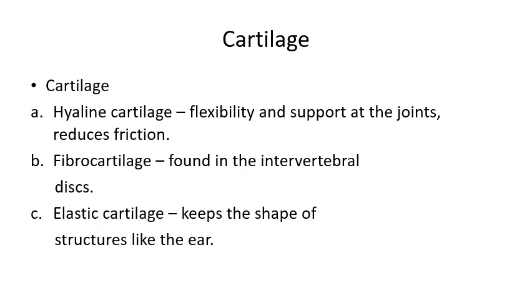Fibrocartilage is found in the intervertebral discs, in between our vertebrae. That soft cushioning between our vertebrae, fibrocartilage. Then we have elastic cartilage, made more of elastic fibers, and it's able to keep the shape of our structures, like our ear. Hyaline cartilage, fibrocartilage, and elastic cartilage.